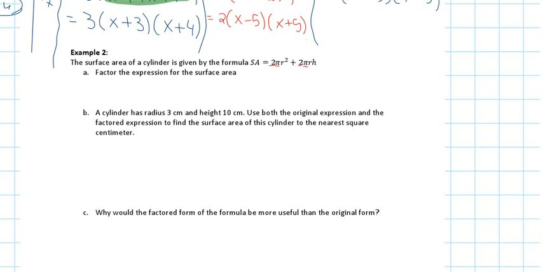So my common factor is 2 pi r. So if I divide this by 2 pi r, what do I have left? It will be just r, yeah? If I divide this by 2 pi r, what would I have left? H. So this is my factor, yes?